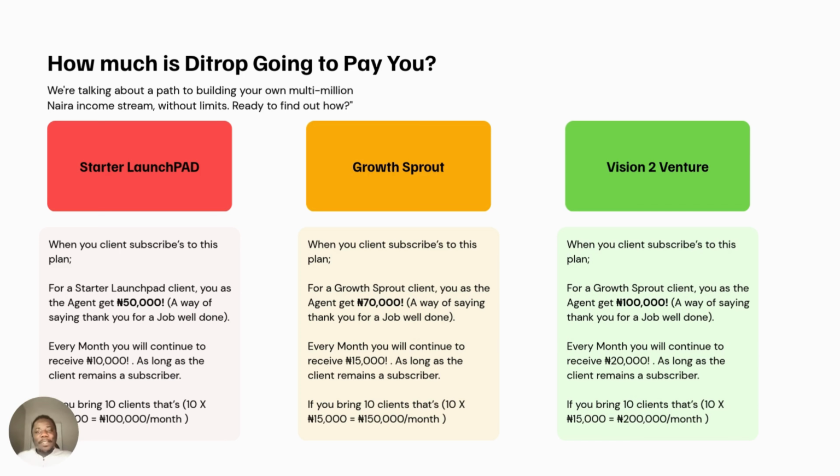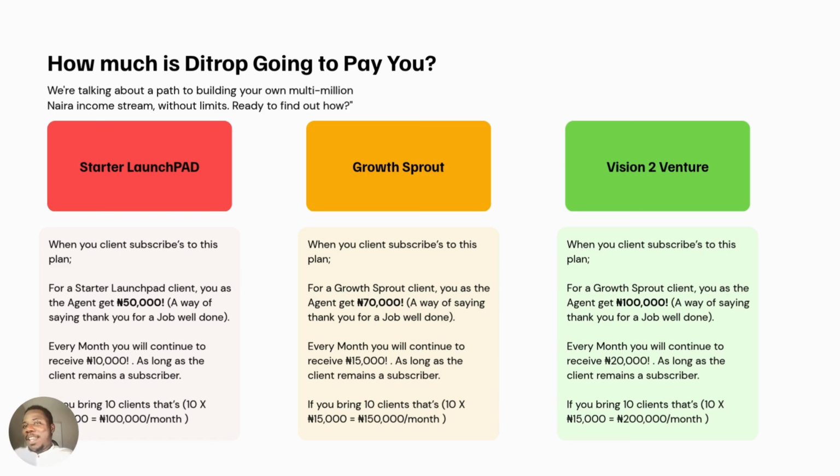Sounds good, right? So for the vision to venture, this is the sweet spot. This is where the money is. If you bring a client that fits into this package, you're getting 100K upfront. If you bring 10 of those clients, that's 100K times 10 upfront, that's 1 million naira. And every month you get 20K. So if you have 10 of those kinds of clients, that is 200K a month. If you have 20, that's 400K a month and you're not doing anything. If you have 20, you're getting 100K times 20, that's 2 million, plus 20K every month on each client.